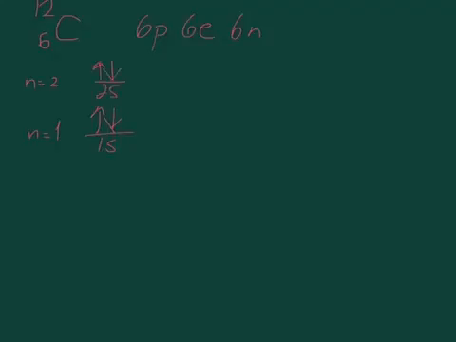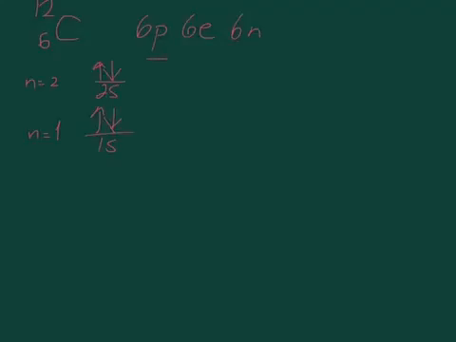Skipping a few elements in the periodic table, let's start filling in the orbital diagram for carbon. Carbon has 6 protons and 6 neutrons, making its mass number 12, and 6 electrons. The orbital diagram for carbon: n equals 1, 1s, 2 electrons. In n equals 2, 2s, 2 electrons. And then there are 2 more electrons we should be filling in.